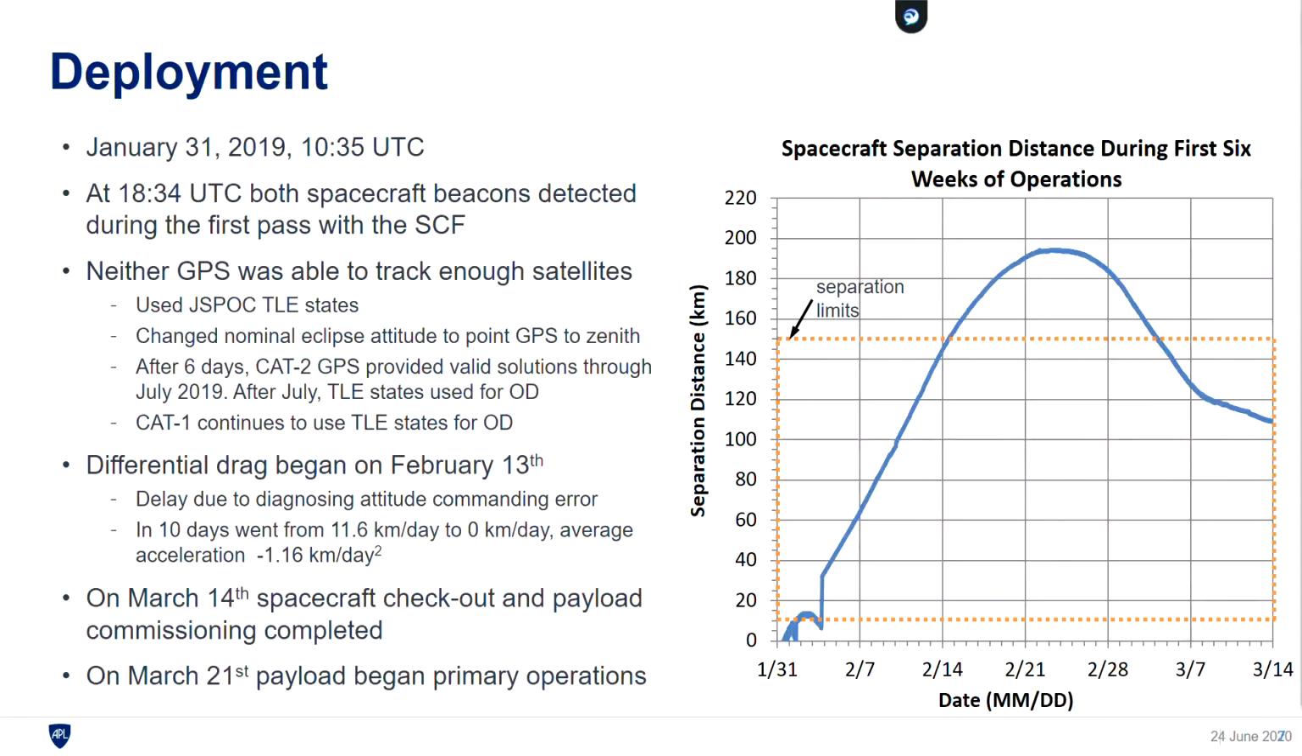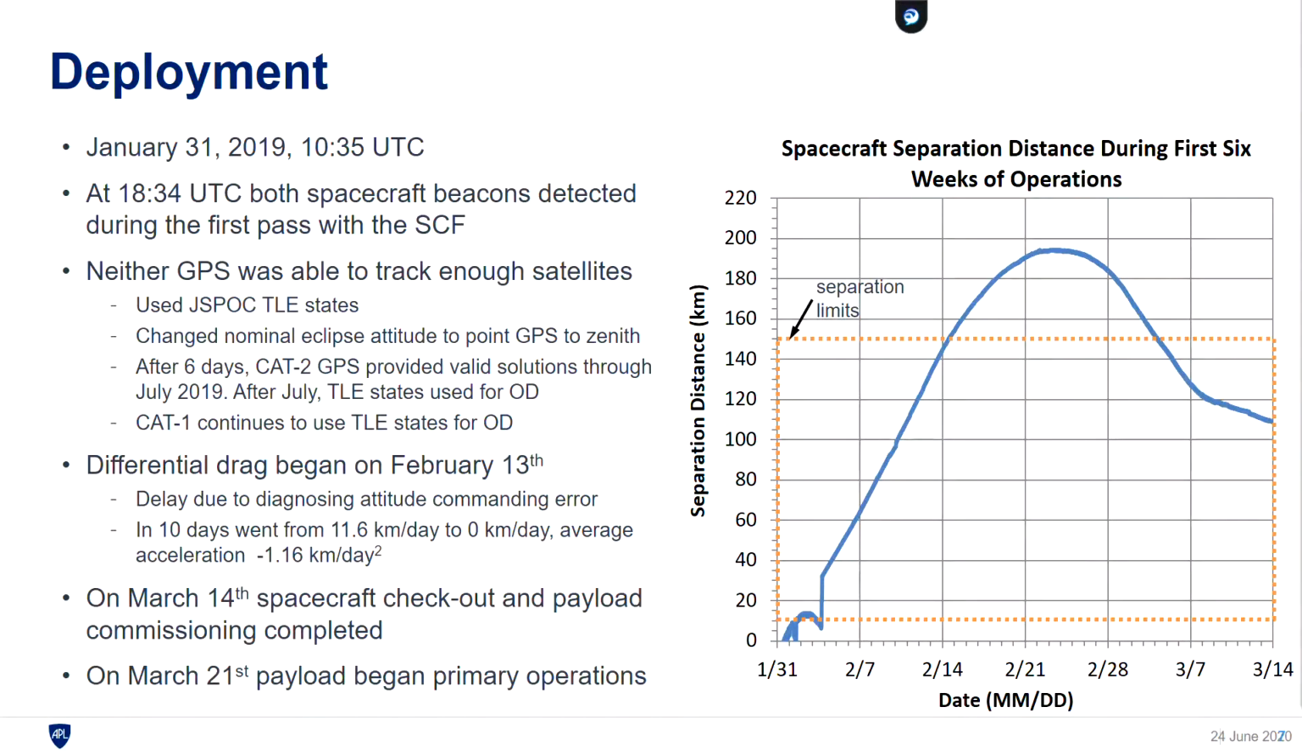So I mentioned we deployed on January 31st. We deployed at 10:35 UTC, and our first pass wasn't until 1834 UTC, but both spacecraft beacons were successfully detected during this first pass. Unfortunately, neither GPS on the spacecraft was able to track enough satellites for a good solution. And so the JSPOC TLE states were used for OD.